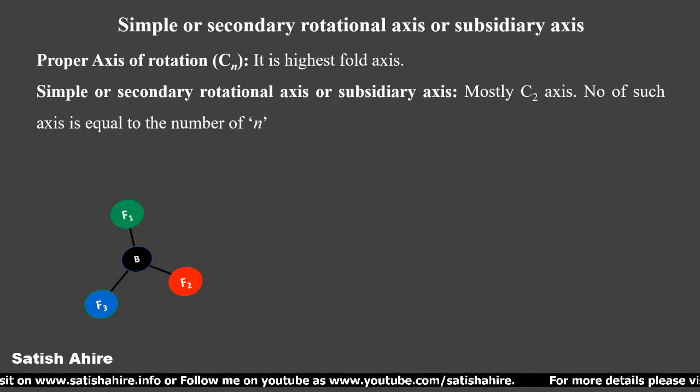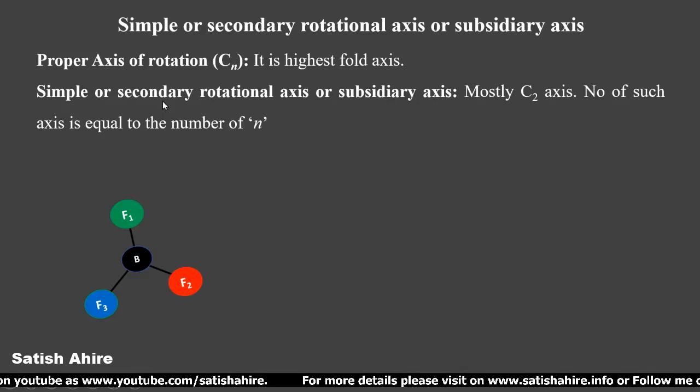As you know, the proper axis of rotation means Cn. It is the highest fold axis. The value of n in the proper axis or principal axis of rotation is always maximum.